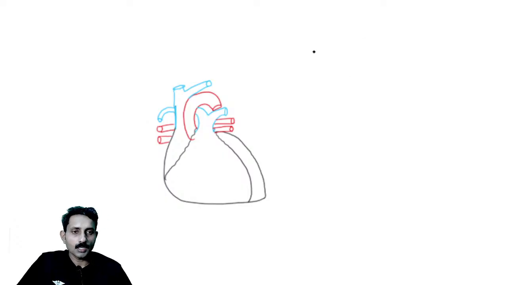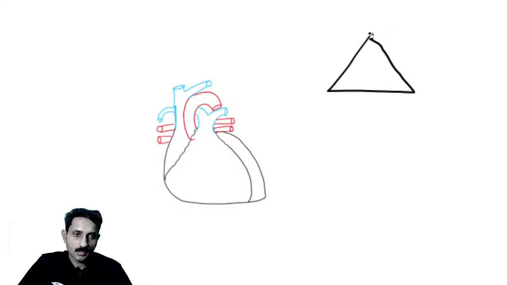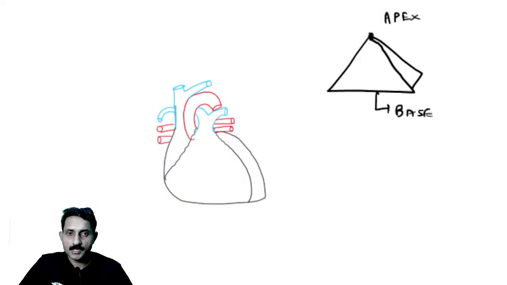Now what is the shape of the heart? The shape of the heart is a truncated cone. To understand this, what is this? This is a pyramid. Now imagine the pyramid is lying like this. In a pyramid, this is called the apex of the pyramid, and this is called the base of the pyramid.